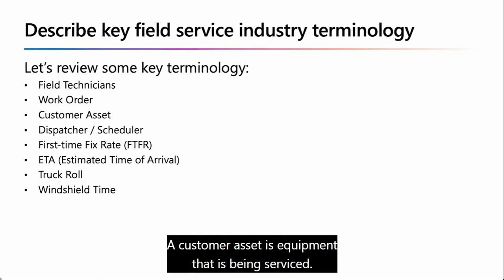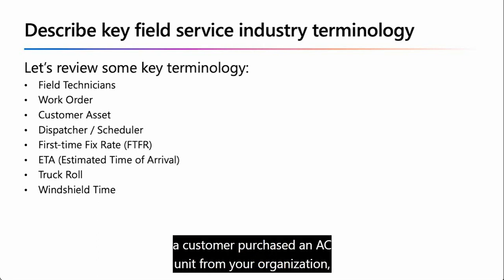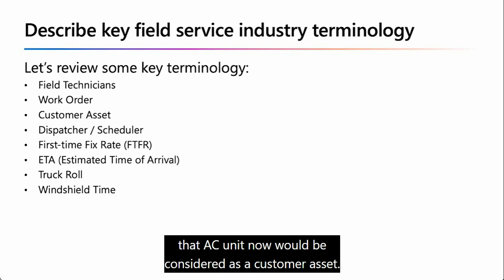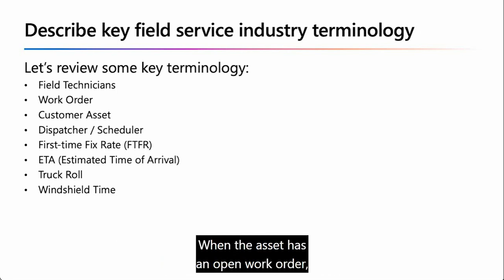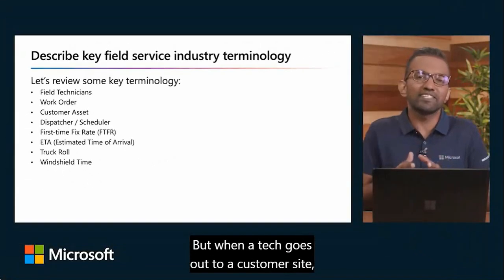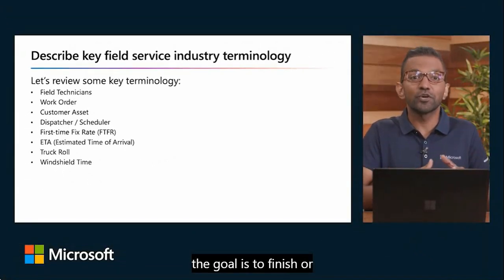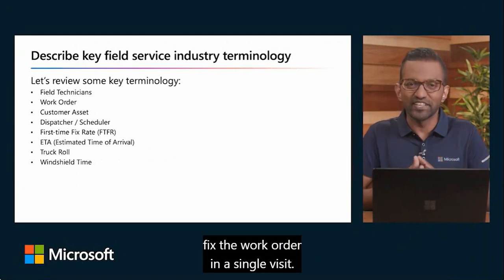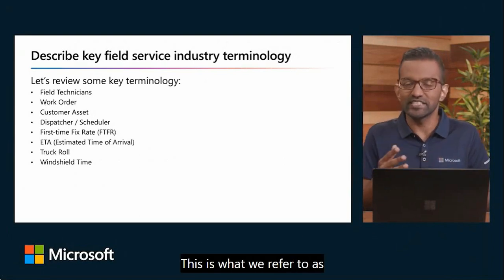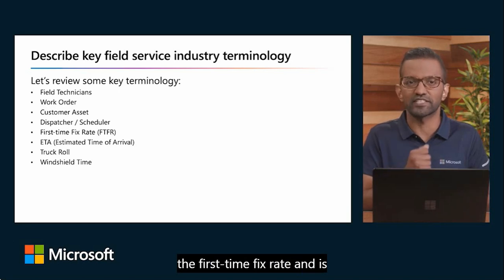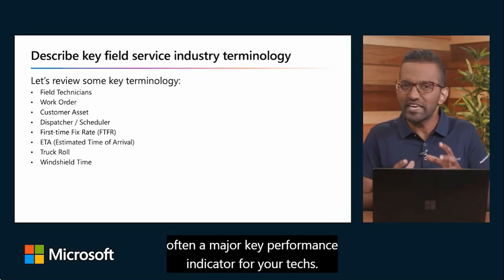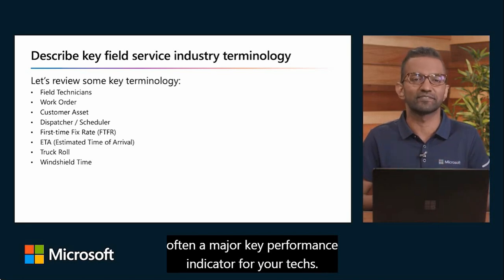A customer asset is the equipment that is being serviced. Let's say, for example, a customer purchased an AC unit from your organization. That AC unit will be considered a customer asset. And when that asset has an open work order, a dispatcher or a scheduler is going to assign a field technician to the work order. But when a tech goes out to a customer's site, the goal is to finish or fix the work order in a single visit. This is what we refer to as the first-time fix rate, and is often a major key performance indicator for your techs.